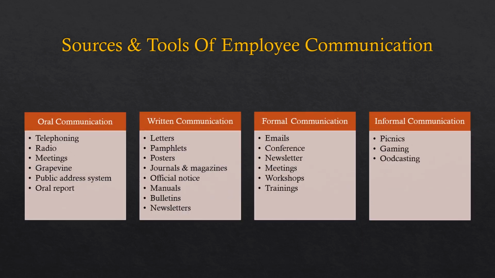Other sources of employee communication can be categorized into oral communication, written communication, formal communication, and informal communication. Oral communication consists of telephoning, radio, meetings, grapevine, public address system, oral reports. We have online meetings that happen today. Written communication can be in the form of letters, pamphlets, posters, official notice, bulletins, newsletters. Formal communication can again be through emails, conference, newsletters, meetings, workshops, and training sessions. Informal communication can be wherein in a casual setting, the employees can communicate with each other in the form of picnics, gaming, podcasting, etc.